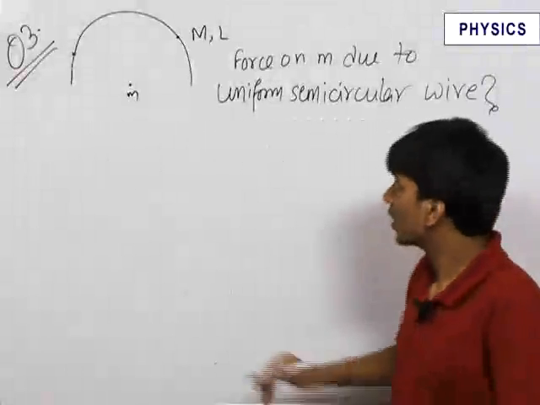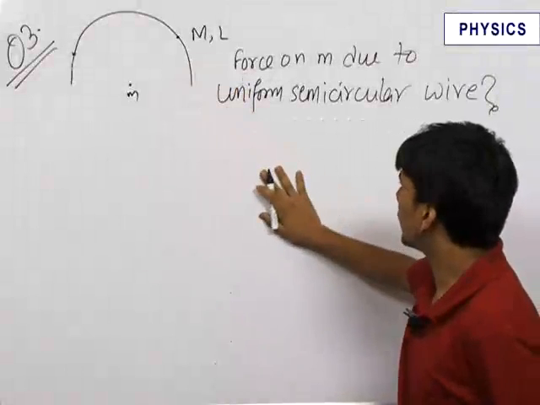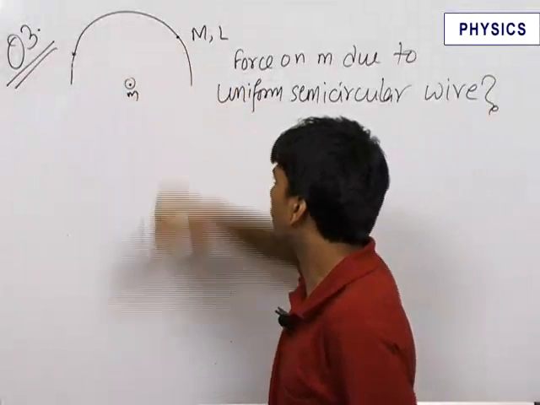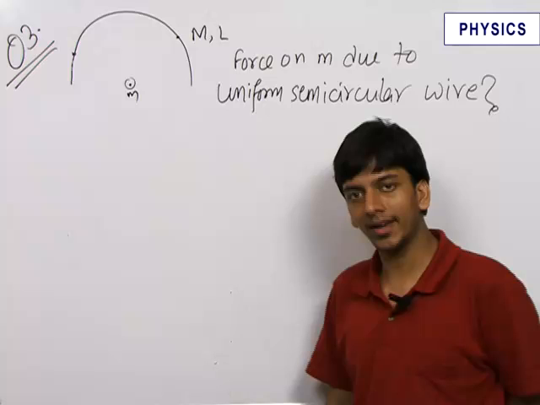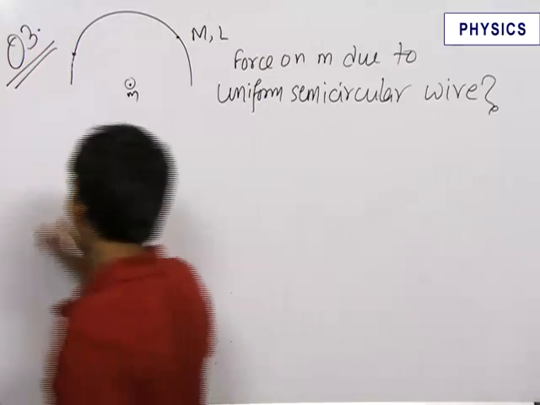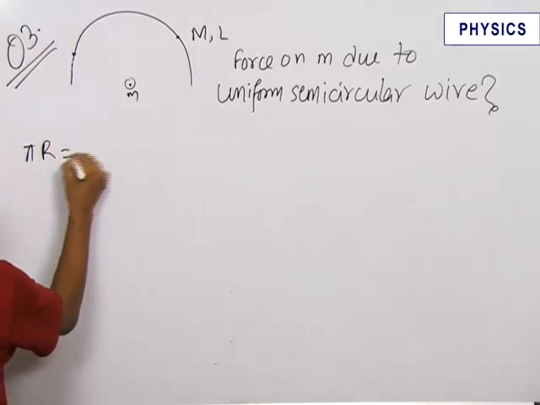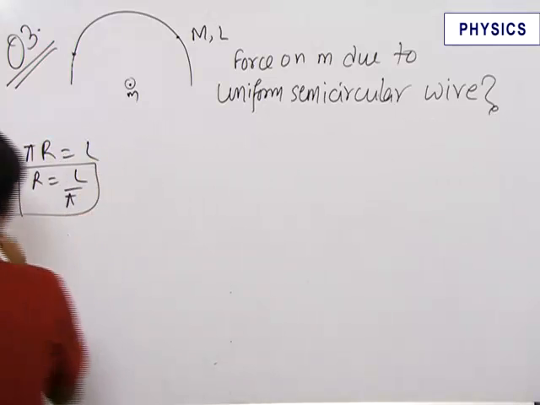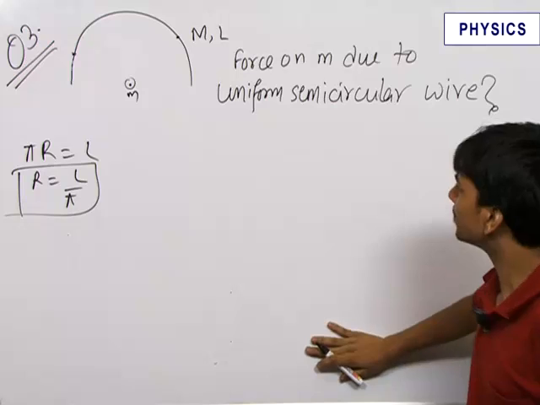In this question, this is a uniform semicircular wire and we need to find out the force acting on this small mass m due to this uniform semicircular wire of mass M and length L. Let us first find out the radius of the wire. Pi r is equal to L, therefore radius is equal to L upon pi. We will use this if needed in the future.